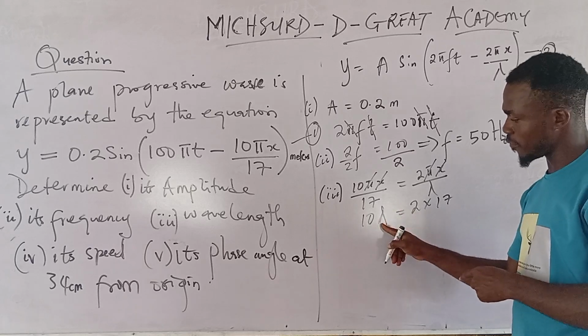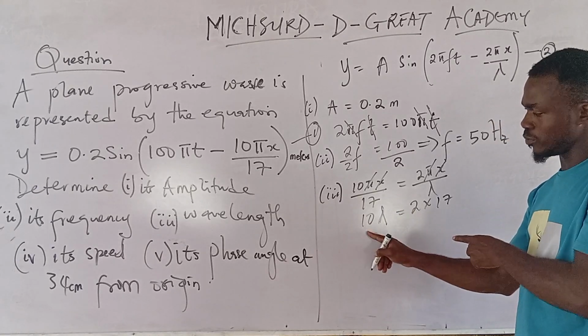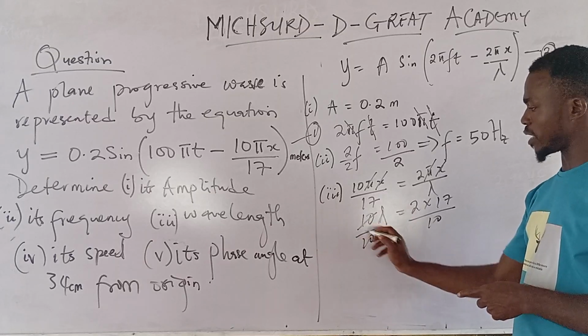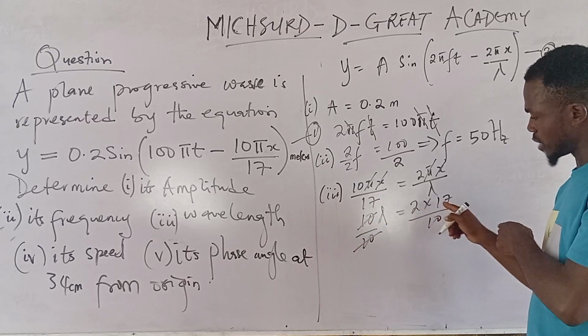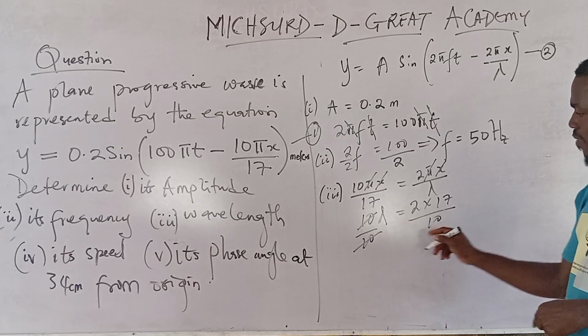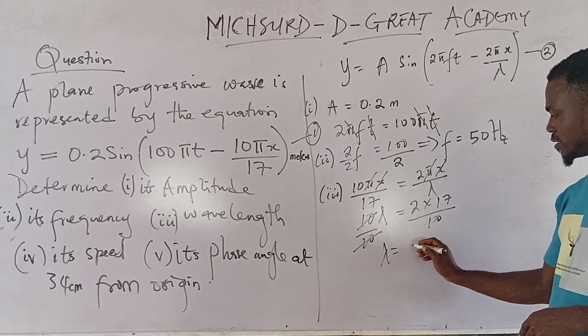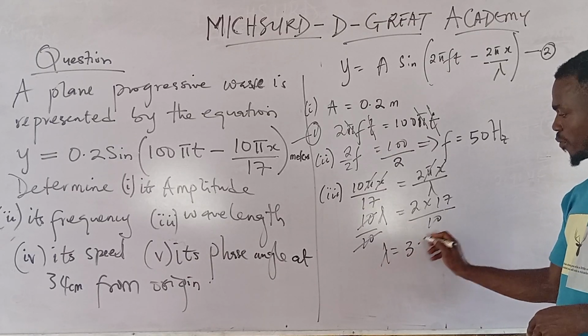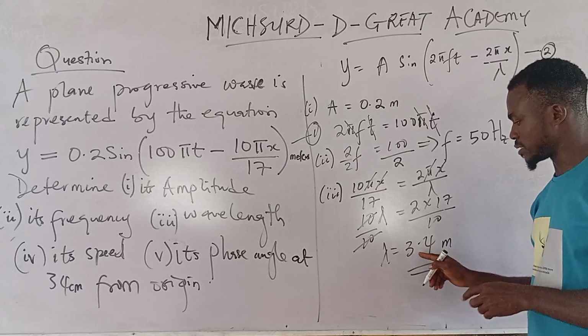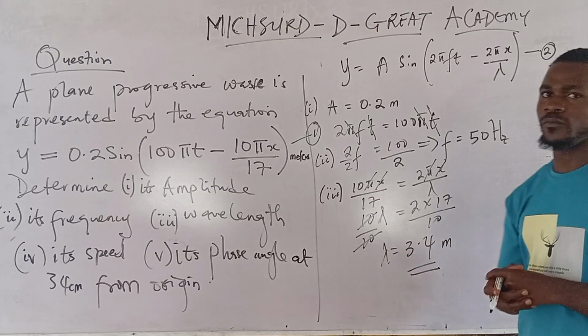I'm looking for the wavelength, so I divide through by 10. The 10 cancels out on both sides. 2 times 17 gives us 34. So 34 divided by 10, we have that λ is equal to 3.4 meters. So the wavelength is calculated as 3.4 meters.